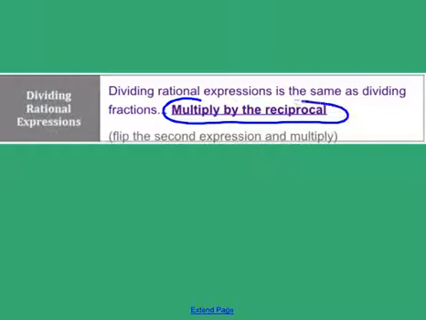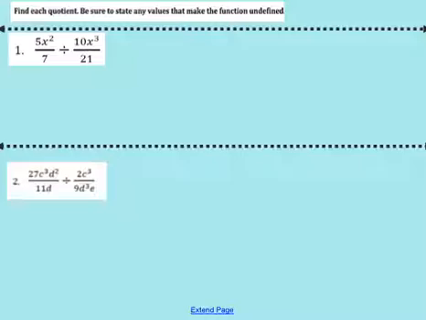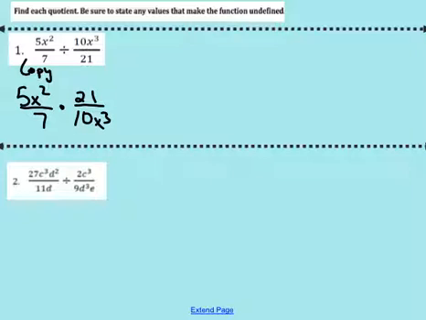You are multiplying by the reciprocal, which to me was copy, dot, flip. That's one trick to remember it. But you've got to flip the second expression and multiply. So what I'm looking at is this: copy. So copy would be 5x squared over 7. Dot, the multiplication symbol, flip. It becomes 21 over 10x cubed. So that's really all you're doing.